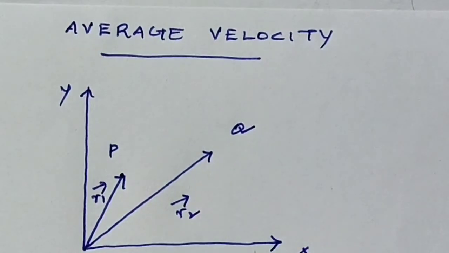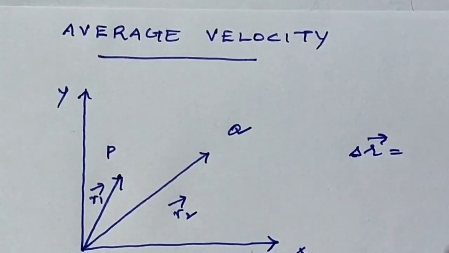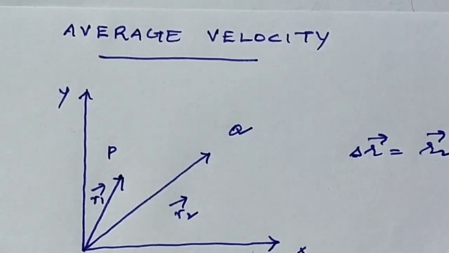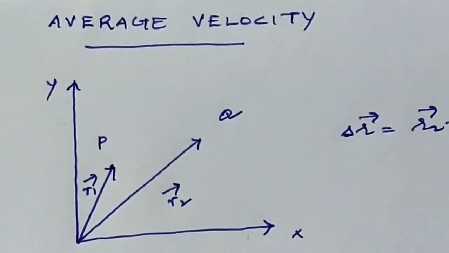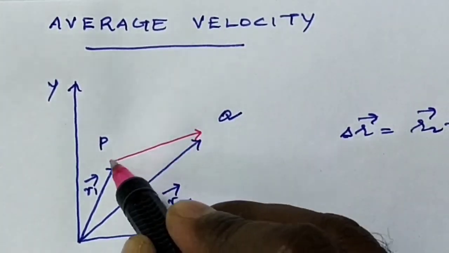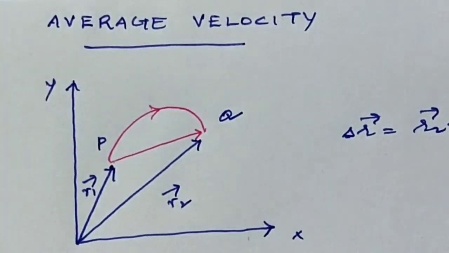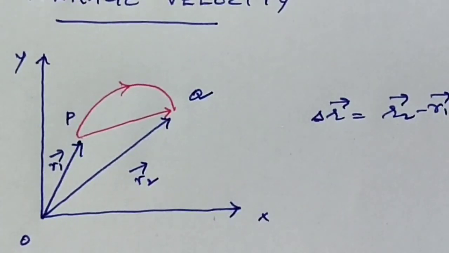So the displacement vector is del R equal to R2 minus R1. That is the displacement from P to Q. So del R vector equals R2 minus R1.